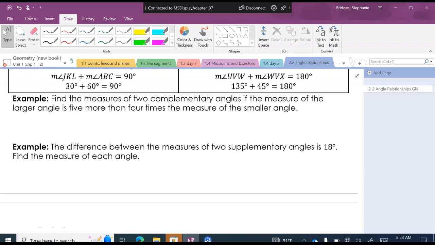Okay, so find the measure of two complementary angles if the measure of the larger angle is 5 more than 4 times the measure of the smaller angle. Okay, let's say that again. The measure of the larger angle is 5 more than 4 times the measure of the smaller angle. Does that make a little bit of sense? A lot of words that don't make sense. Do you need a calculator for this? Possibly.